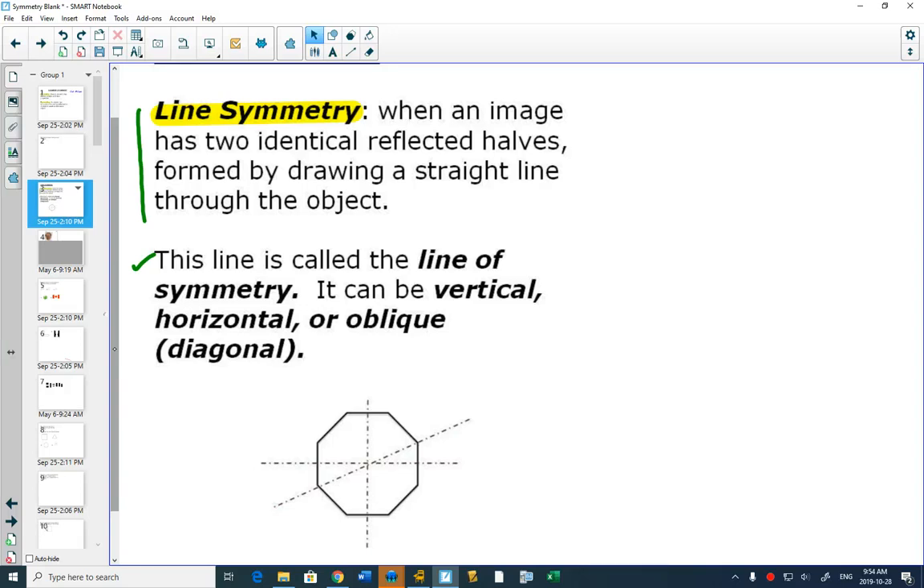Okay. So I want you to think, and I want you to try to decide which one's the vertical line, which one's the horizontal line, and which one's the oblique line. And a check if you got them right.